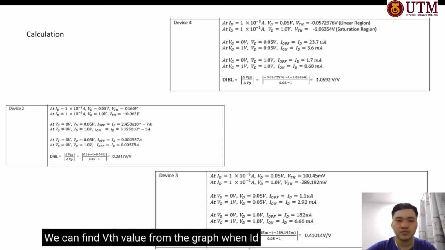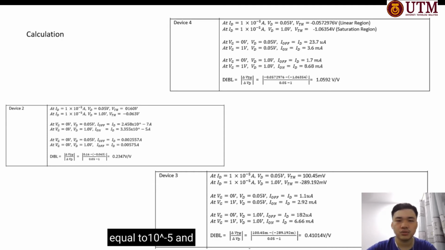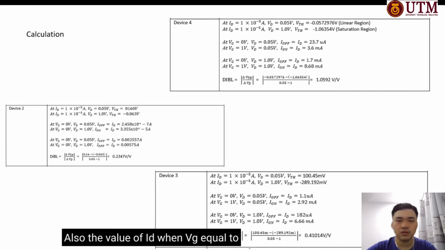Lastly, here is the calculation for devices 2, 3, and 4. We can find the VTH value from the graph when ID equals 10 to the power of negative 5 and VD equals 0.05 volt and 1.0 volt. Also, the value of ID when VG equals 0 volt and VG equals 1 volt. For DIBL, we divide the difference between the VTH when VD equals 0.05 volt and 1.0 volt, by the difference between VD equal to 1 volt and 0.05 volt.